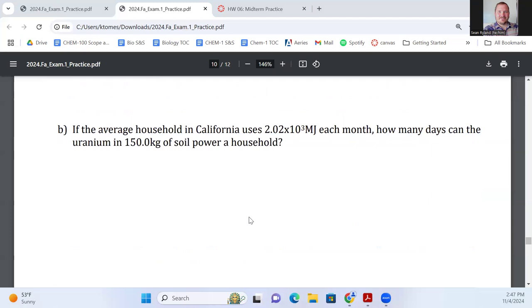And then it says the average household in California uses 2 times 10 to the 3 megajoules each month. How many days can you power a household with this much energy? So another long conversion. Lila? For this month conversion, I would do 12 months equals 365 days as the conversion. But your conversion sheet has time conversions on it.